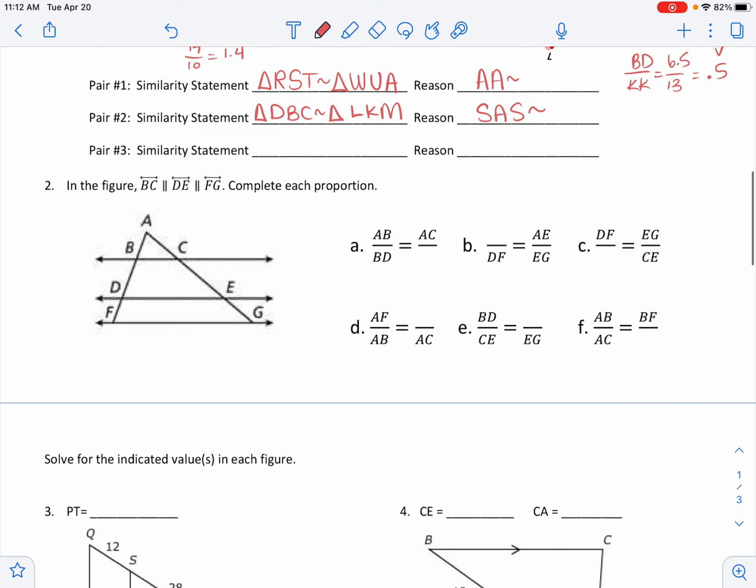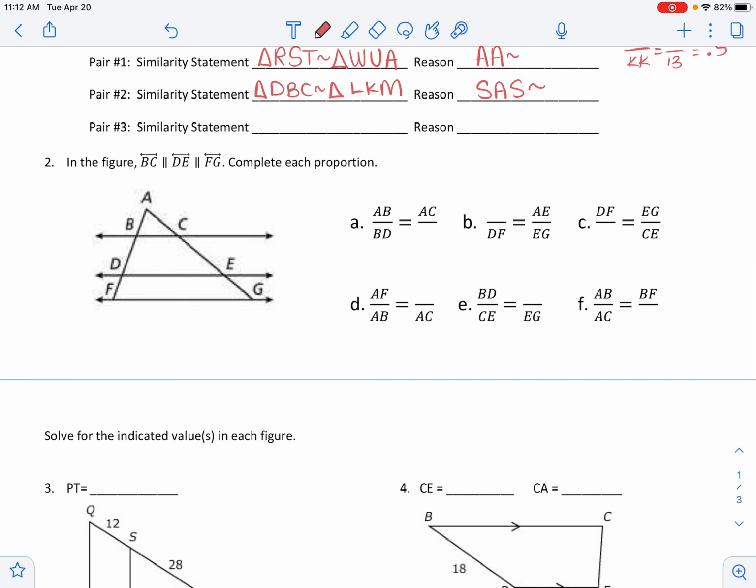In this next one, number 2, it says, in the figure, we know that BC is parallel to DE is parallel to FG, and we want to complete each proportion. So remember, the parallel lines in triangles like this set up proportional sides. And so we can use that to set up these proportions. And it might be good to highlight here.